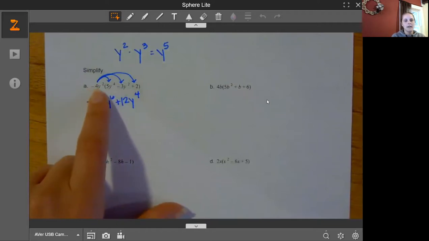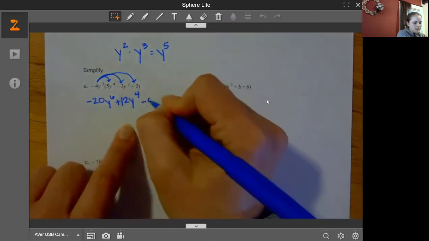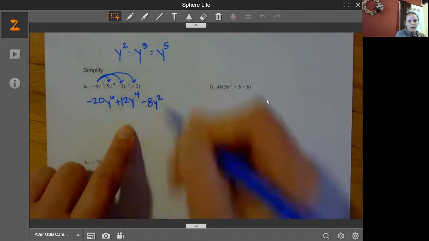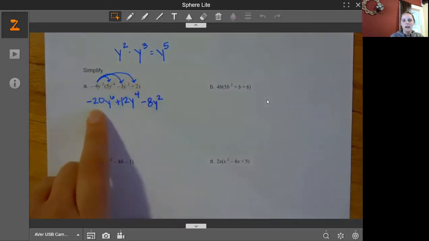And then we're going to do it again. Negative 4y squared times 2 is going to give me minus 8y squared. Okay? And this would be your final answer right here. We distributed, and there's your answer.